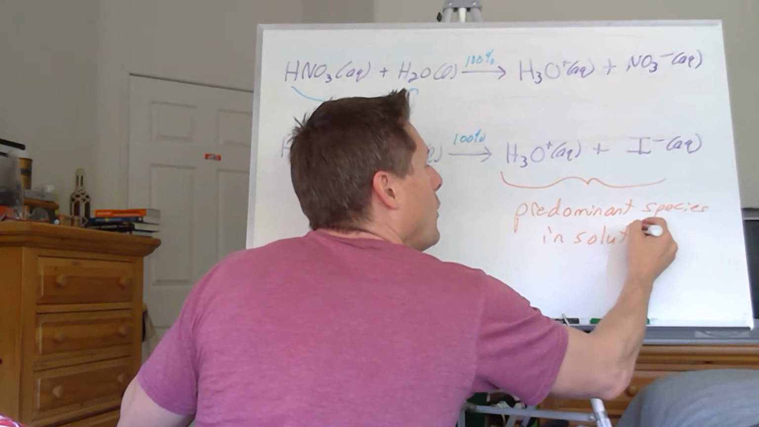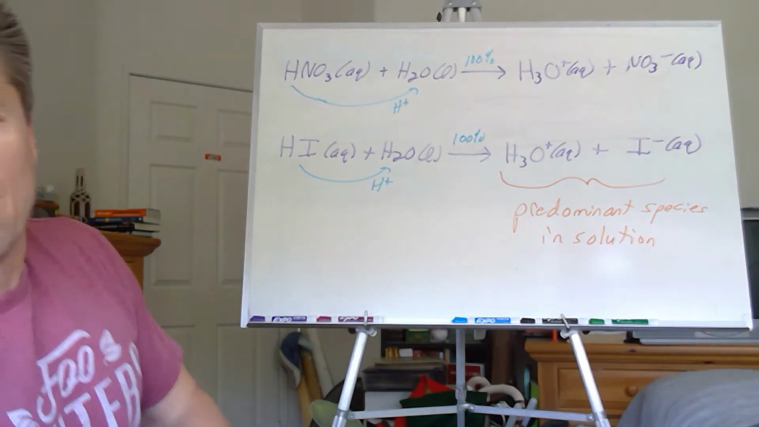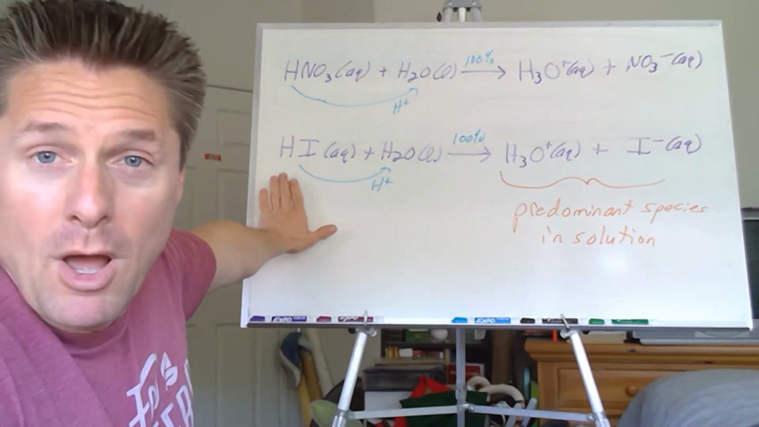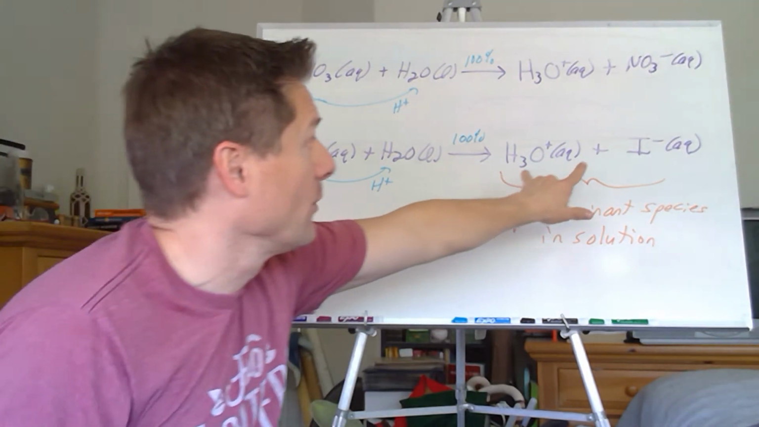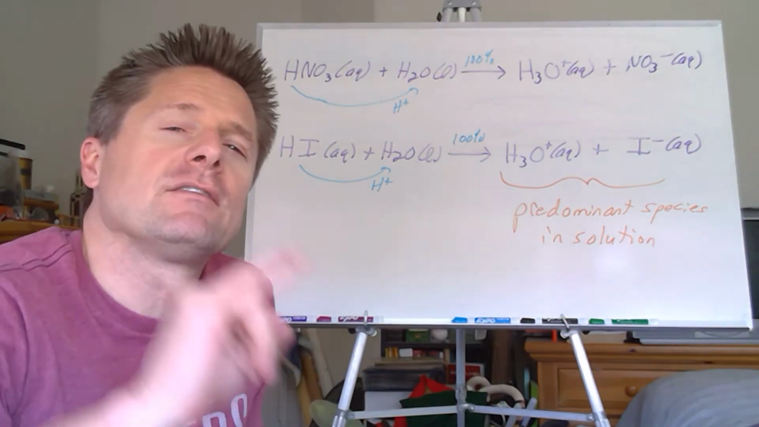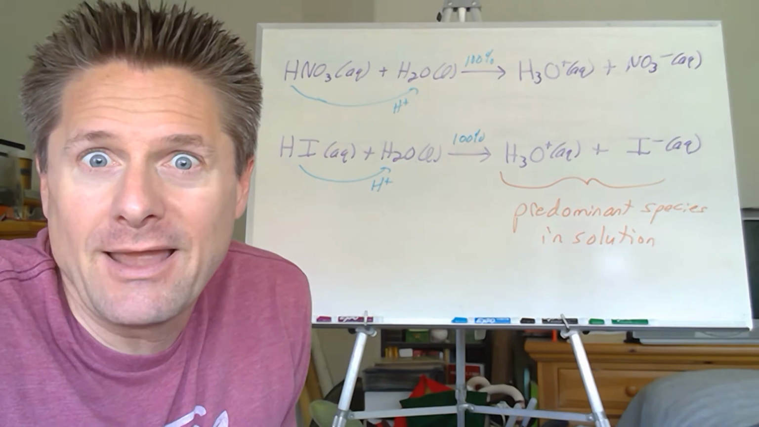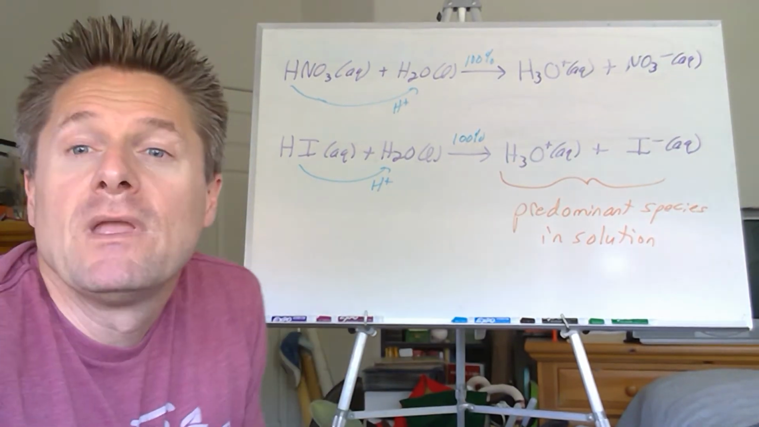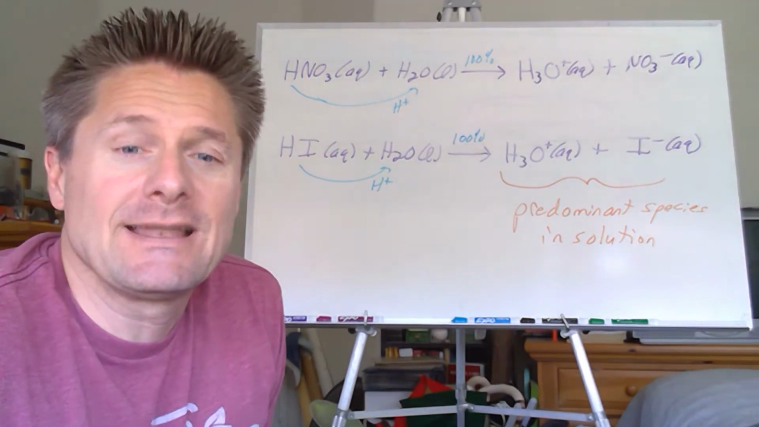So when we do equation writing, there's some equations we're going to write as molecules, and other equations we're going to write as their predominant species. And these are strong acids, which are strong electrolytes, which will be as ions, just like that. All right, let's look at weak electrolytes now.